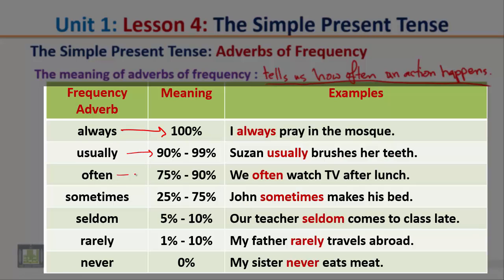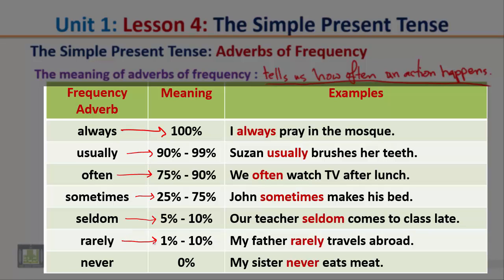Often. Often means from 75% to 90%. Example, we often watch TV after lunch. Sometimes. Sometimes means from 25% to 75%. Example, John sometimes makes his bed. Seldom. Seldom means from 5% to 10%. Example, our teacher seldom comes to class late.